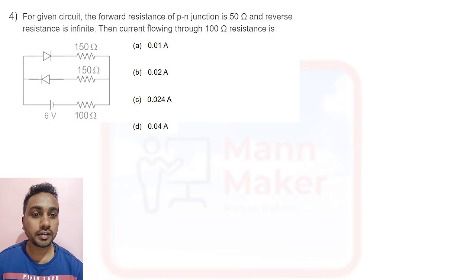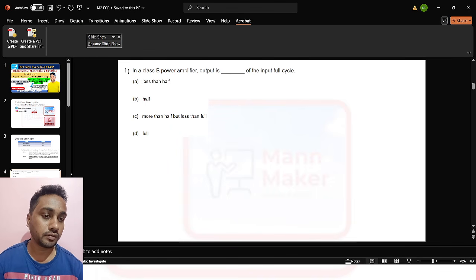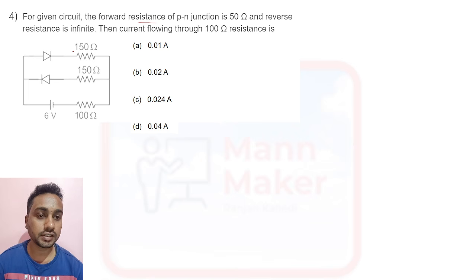For a given circuit, the forward resistance of the PN junction is 50 ohm and the reverse resistance is infinity. Then what is the current flowing through the 100 ohm resistor? Forward PN junction means this one is forward bias, so this is 50 ohm resistance. And the reverse diode is infinity. Infinity means it will act as an open circuit.